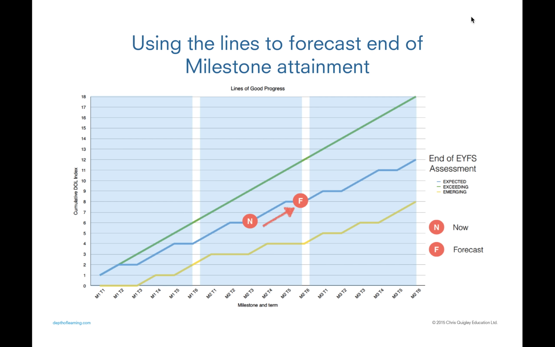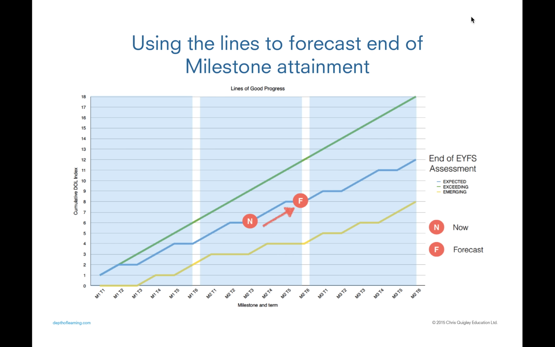Let's have a look at how we would use them to forecast future attainment. The child here now has a depth of learning index cumulative of 6, and so therefore we can follow the line of good progress, and we find that by the end of the key stage they're going to be at a depth of learning index of 8. So by following the line we can use this as a forecast tool. If the child is above or below the line, we alter their forecast by the amount that they're above or below that line. So that's the forecast tool.